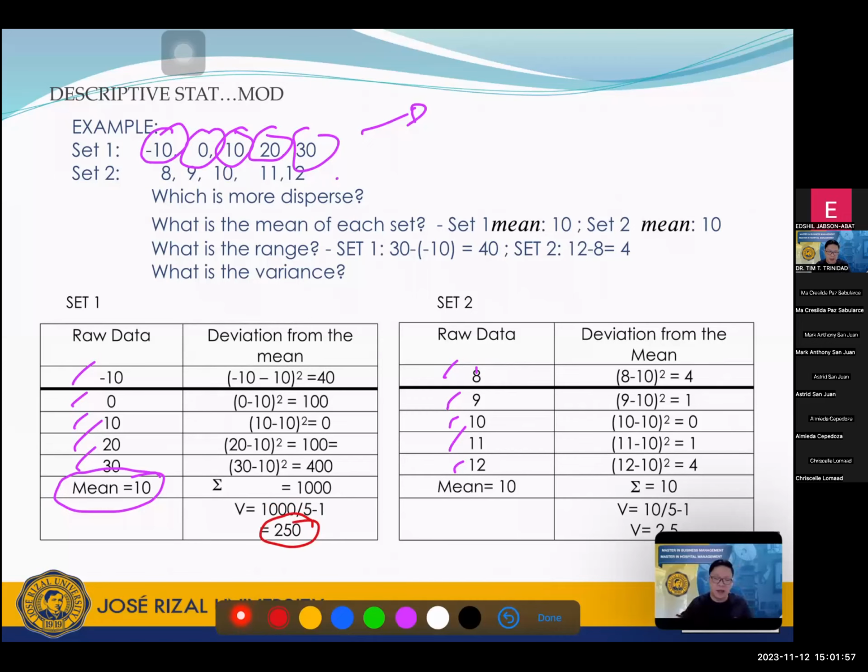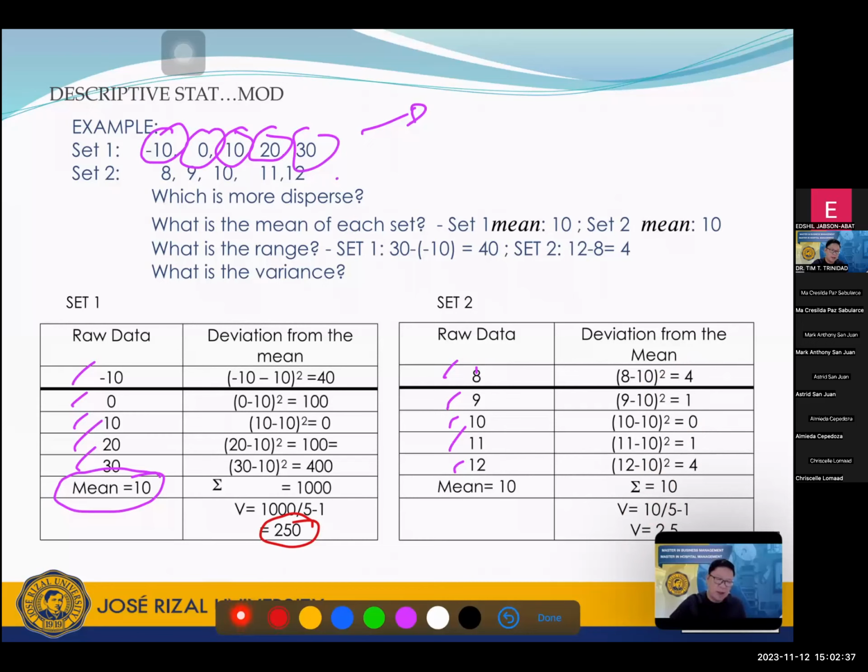So let's go to the other side. 8, 9, 10, 11, 12. First thing you do is you get the mean. So the mean is 10. Next is you get the mean and subtract it from each individual value, square them. So 8 minus 10, square, and so on and so forth. Then take the sum of all the squared deviations. So the sum of 4, 1, 0, 1, 4 is equal to 10. And the formula for your variance is the sum of all the squared deviations divided by n minus 1. So the variance is 2.5.